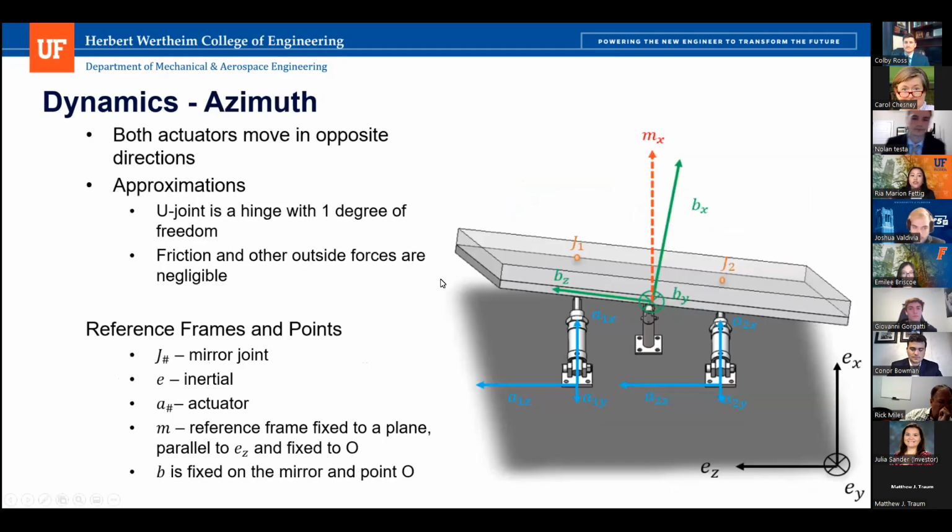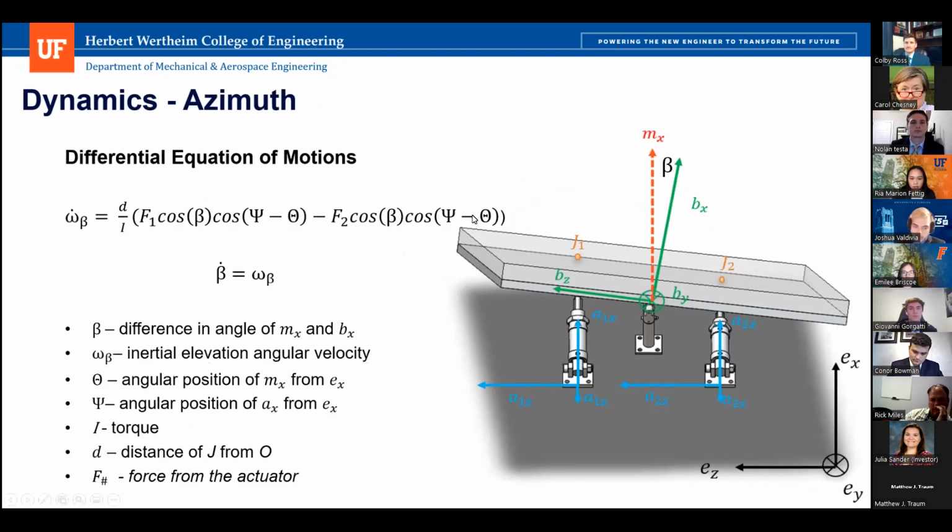The idea is almost the same with the azimuth controller. The only difference is that, well, we're measuring a different angle, but instead of summing the two actuators, they're working in opposite directions, but with equal displacement. So if I wanted to move the mirror a certain direction, I move both actuators the same amount of displacement, however, in different directions.